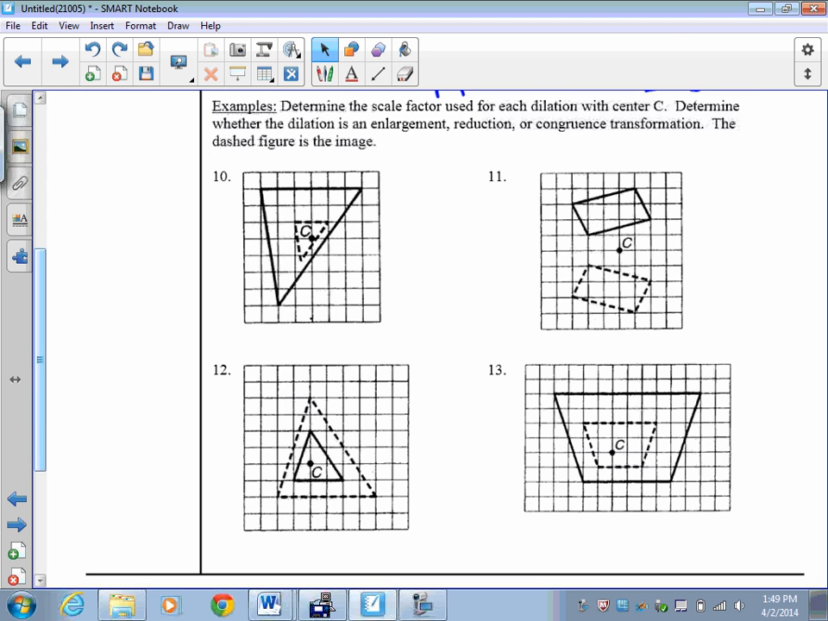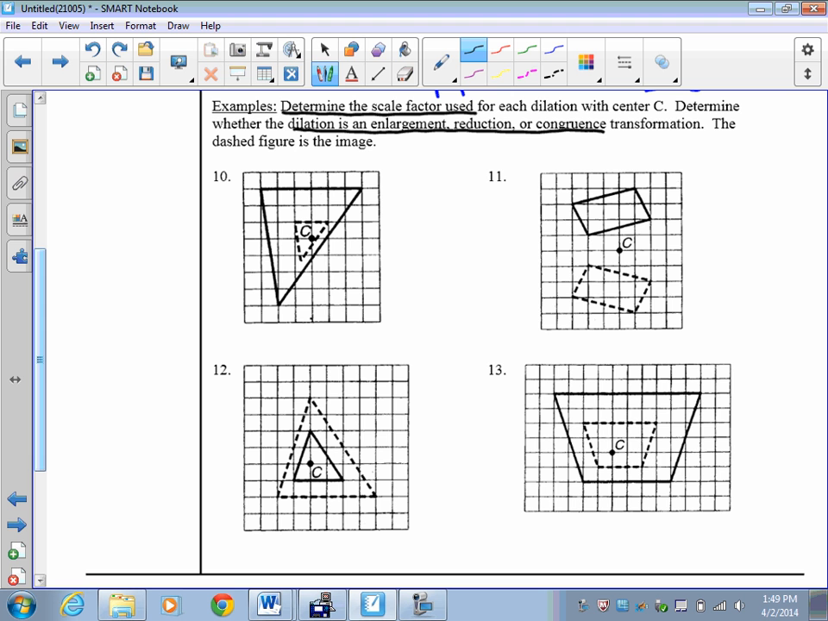So we'll do 10 and 11. We're asked to determine the scale factor. And we're asked to determine whether the dilation is an enlargement, reduction, or congruence. So the dashed line is the image. So for number 10, we see that it's getting smaller, so this is a reduction.